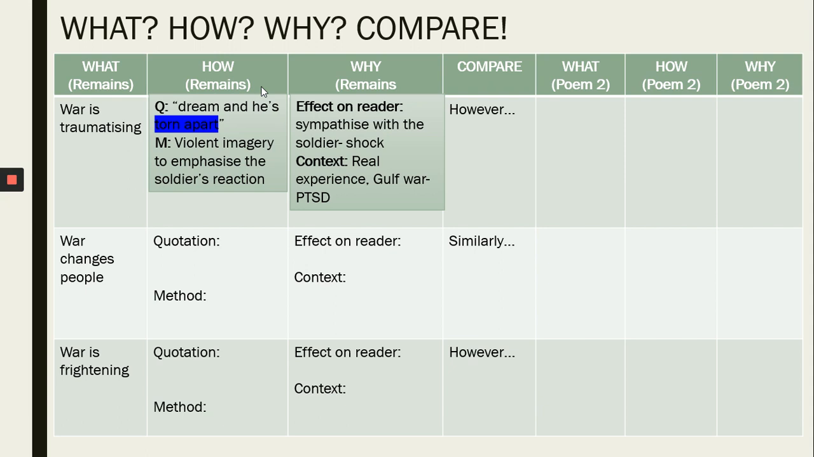Now, in the comparison box on your sheet, you will see that I've got however/similarly, and you can cross out whichever one you want to. I've put however, but it could be similarly. I don't know what poem you've chosen. For example, if we're talking about Kamikaze, war is traumatizing in Kamikaze, but it's traumatizing to the family is what the poem is focused on.